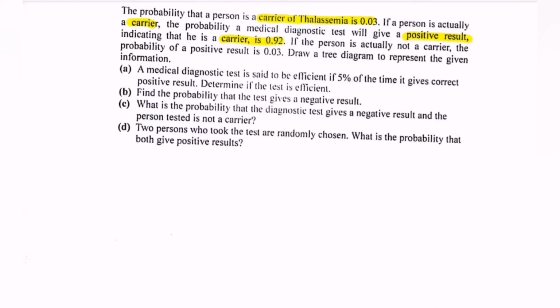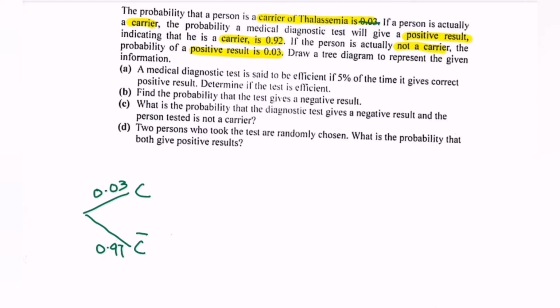If the person is not a carrier, the probability of a positive result is 0.03. Draw a tree diagram to represent the given information. So here we have the carrier, and then we have the probability 0.03. Another one, not a carrier, where we have 0.97. For your information, when we sum up the branches, we will have probability 1.